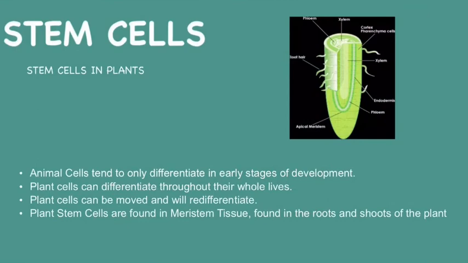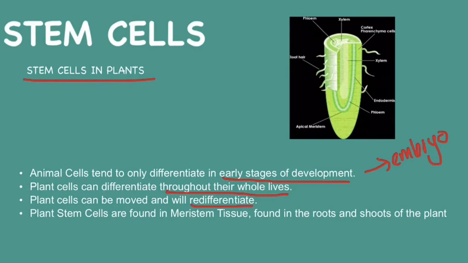Okay, so up until this point we've only talked about stem cells in animals. Humans have been our primary example. But an important thing to know is that we can also find stem cells in plants. So it's not just animals. You remember that previously we said that animal cells tend to only differentiate in early stages of development. So as humans, most of our differentiation of our cells occurs at an embryonic state of development. Whereas the main difference is that plant cells can differentiate throughout their whole life. So it doesn't matter how old this plant gets or how old the plant cell is, it can still differentiate. And probably the most contrasting difference is that we can actually move these plant cells and they will re-differentiate.